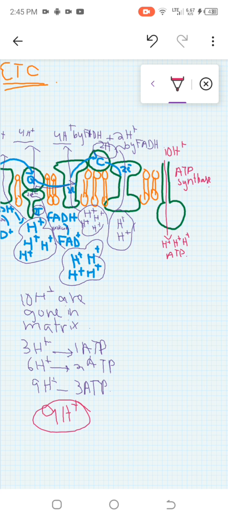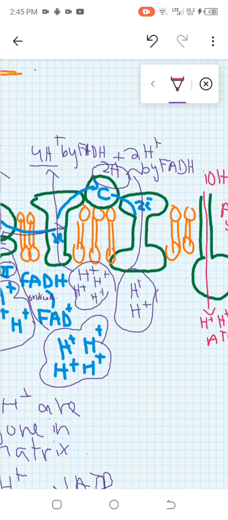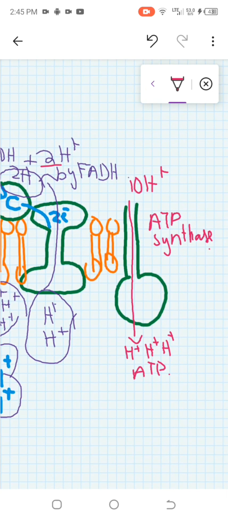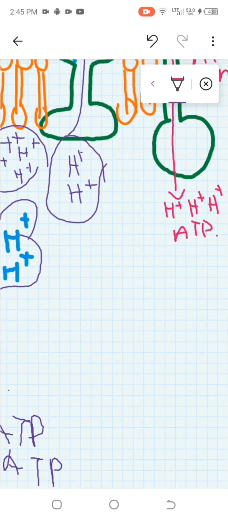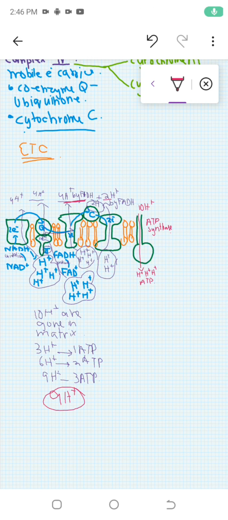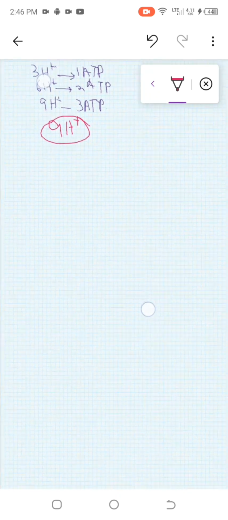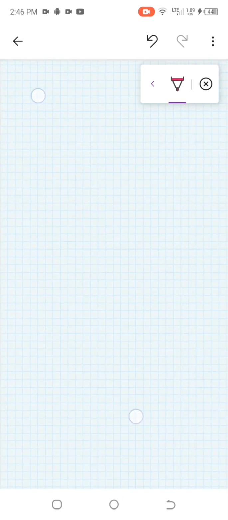Now, if we count for FADH, here we have 4, 5, 6. Again here we have the 9 FADH electrons. So now let's summarize this whole electron transport chain by writing some important points.